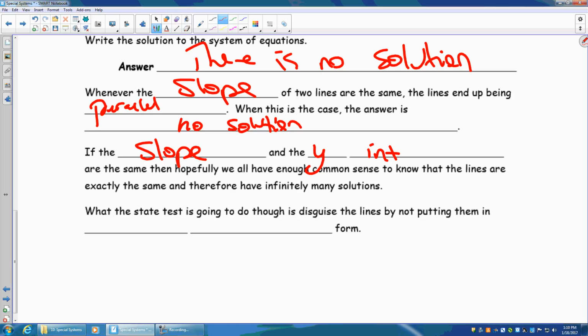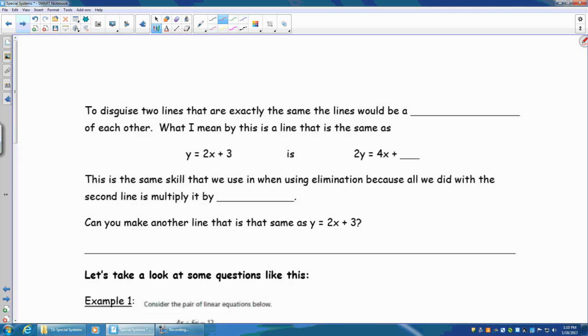So hopefully we all have the common sense to know that the lines are exactly the same and therefore have infinitely many solutions. What the Regents is going to tell us to do, though, is they're going to disguise the lines by not putting them in slope-intercept form. And I've definitely seen this a ton. So when we flip to the next page, you guys will see what I mean. Like, they'll give you one of them that says y is equal to 2x plus 3, but then the other one looks a little bit weird.